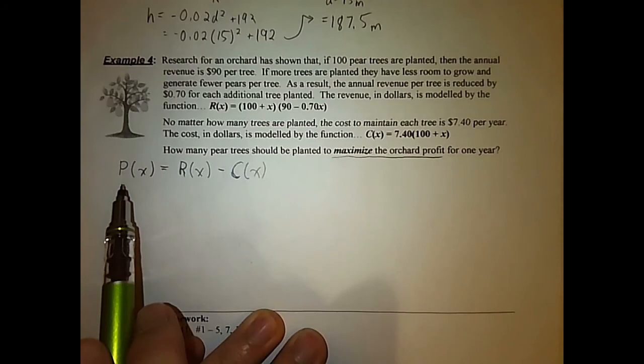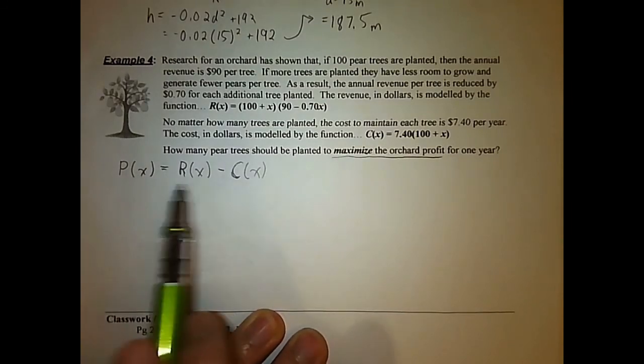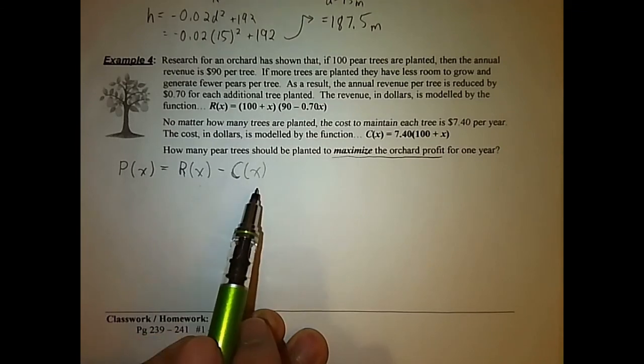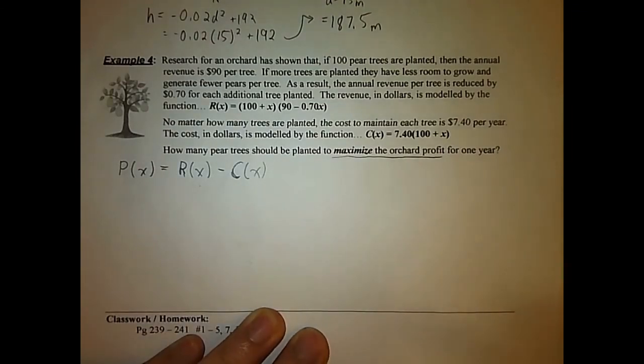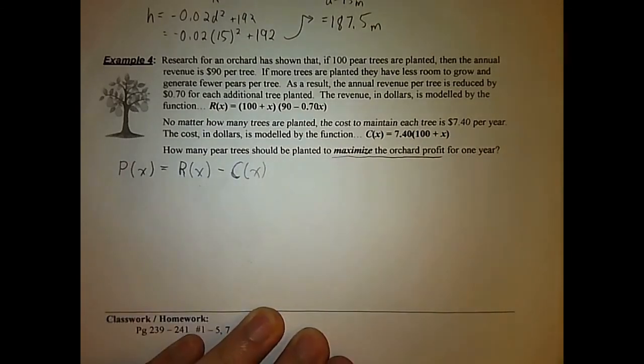So how much money you profit, or how much you gain from the business, is how much money you make, subtract how much you have to pay to maintain the business. So if people didn't know that, now you know that. You might need this for some of the homework as well.